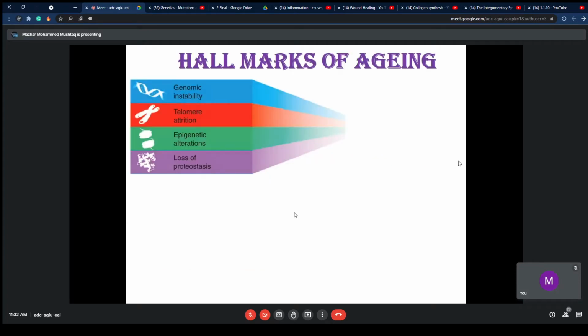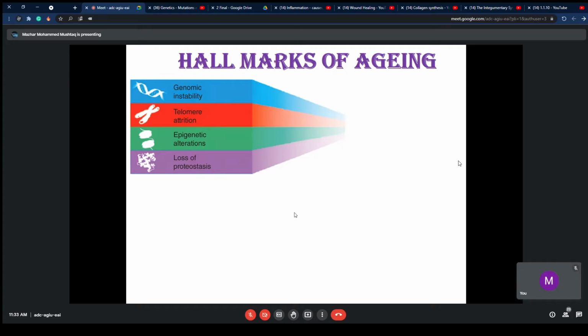What are the hallmarks of aging? In the hallmarks of aging, we have genomic instability. You all know what happens if genomes are not stable: they are not expressed properly. Similarly, telomeric alteration, epigenetic alteration, and the loss of proteostasis, that is, the cell becomes resistant to apoptosis. So all these things will result in aging.